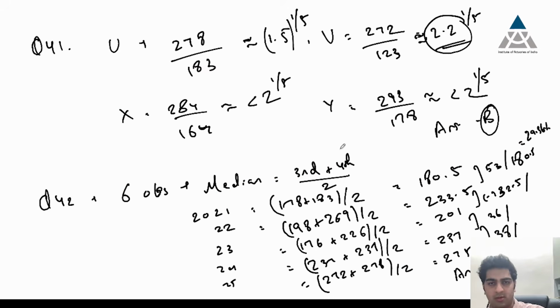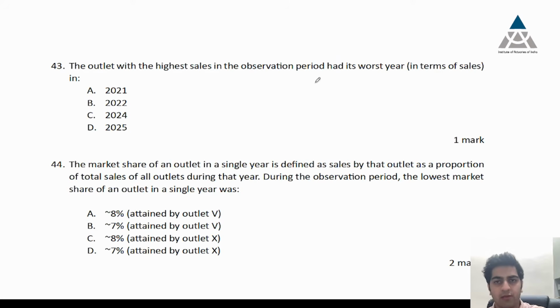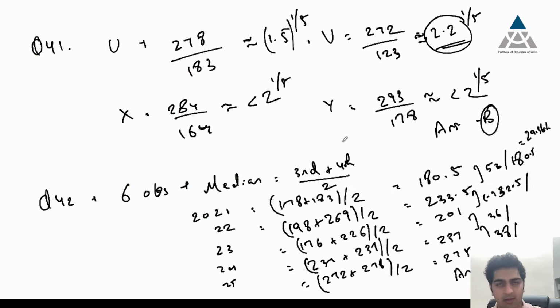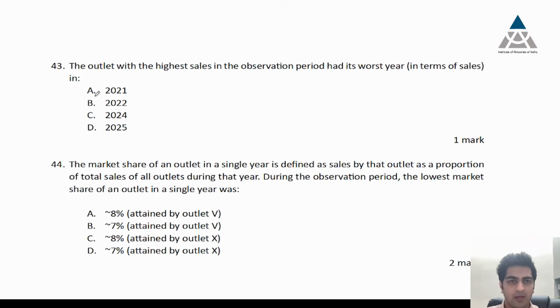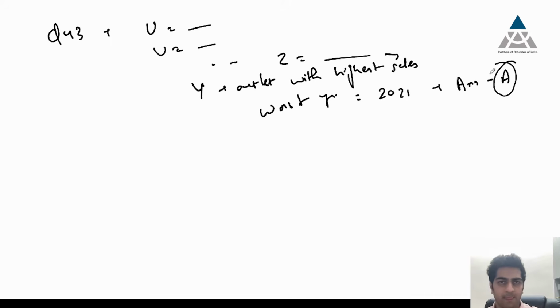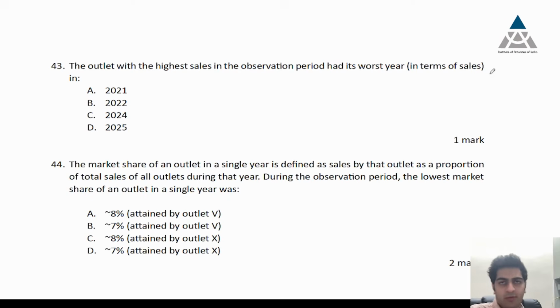and now we have to find which was Y's first year. So Y's worst year would be, you can see clearly, the 178 one. So that is in 2021 it had its worst year. So that's option A. So Y had the worst year in terms of sales as 2021, and that's obviously answer option A. So this is how you have to solve it.